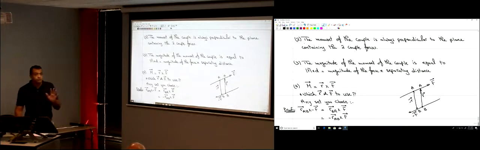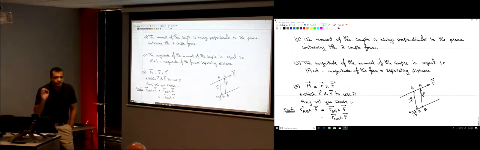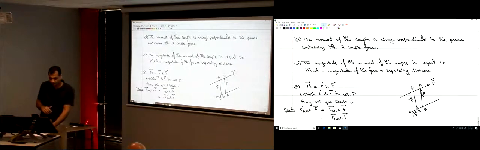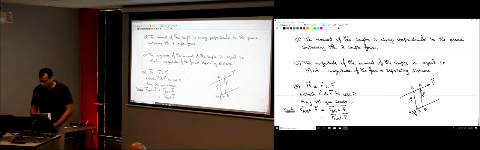So again, the most important thing that I want you to understand here about the moment of a couple: does it relate to a point? No. The moment of a couple is the moment of a couple. About point A, B, C, D, any point, it's the same magnitude. Its direction is constant. It's perpendicular to the plane including the two forces. That's it, okay? So now, let's solve some examples.